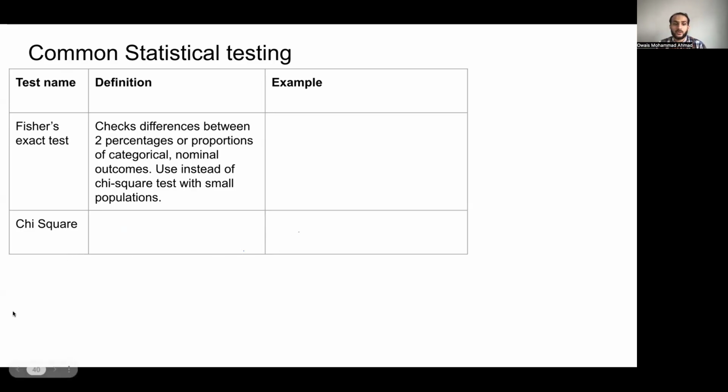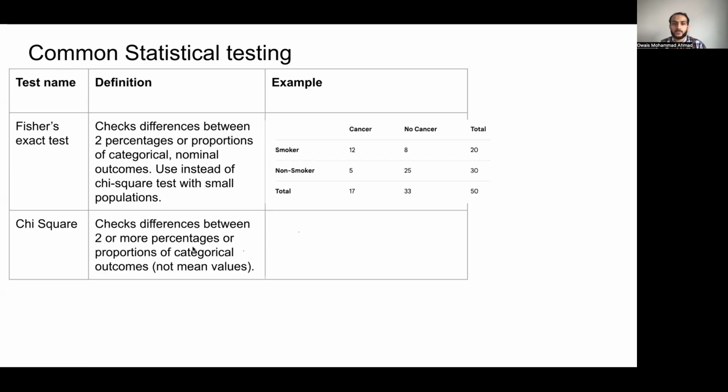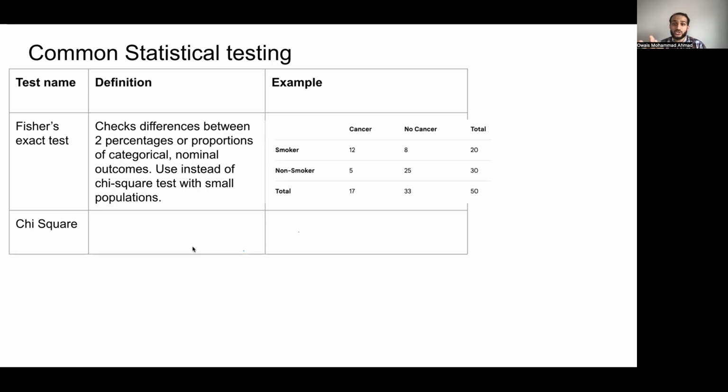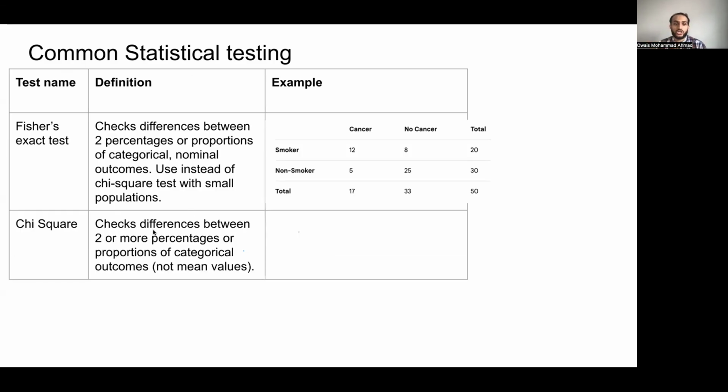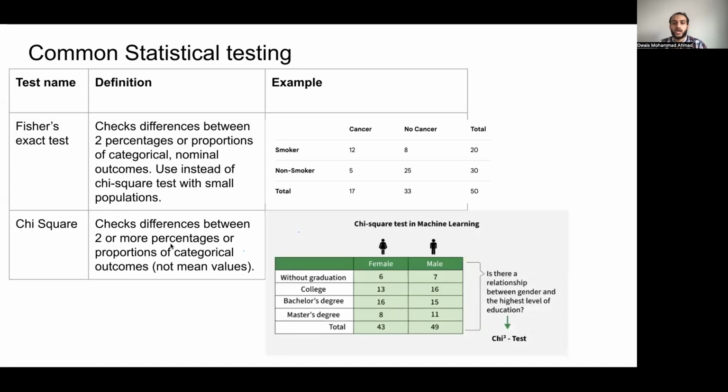So we can see over here, smokers versus non-smokers who develop cancer and who do not have any cancer. For chi-square, I'd ask the same thing: what do you think it is? It's the bigger version of this. It checks the difference in two or more percentages or categories, non-mean values. So over here, male versus female, with education levels such as graduation, college, bachelor, master degree. So male versus female, but it's education status. So that's an overview of how I try to do statistical testing and how I teach hemolytic uremic syndrome.